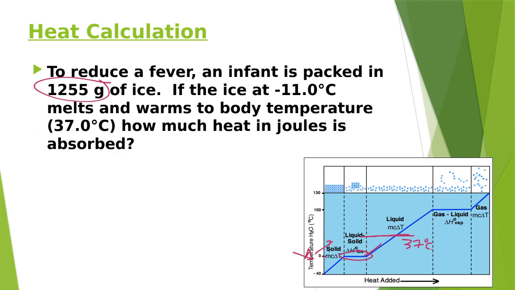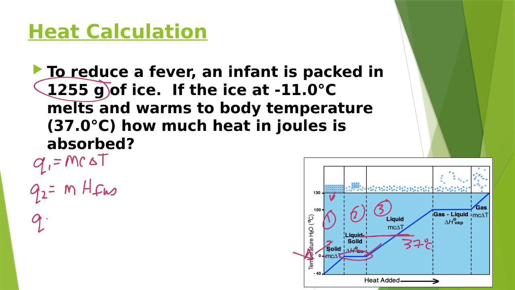How much heat is absorbed by that baby? Well, we need 1, 2, 3 calculations in order to determine the overall heat. And make sure that you set this up nicely, right? So Q1 is going to be our change in temperature of the solid ice. So we need mc delta T for our ice. Q2 is going to be the heat of fusion. So it's the mass times the heat of fusion of that ice to melt it.